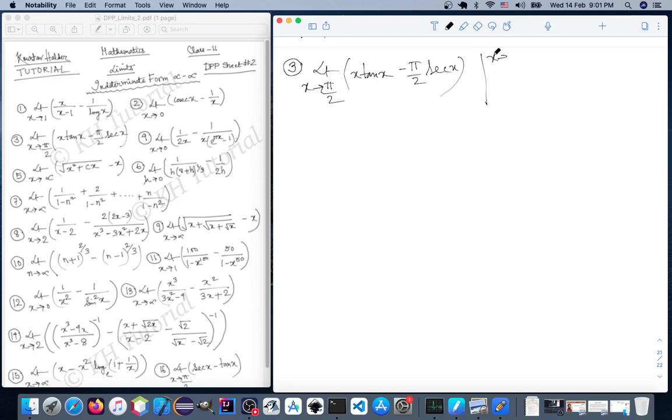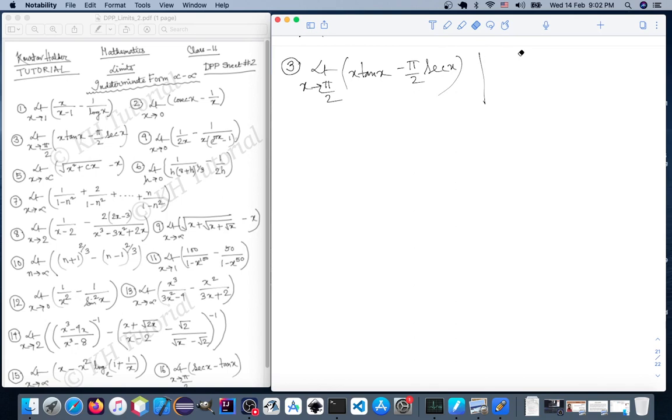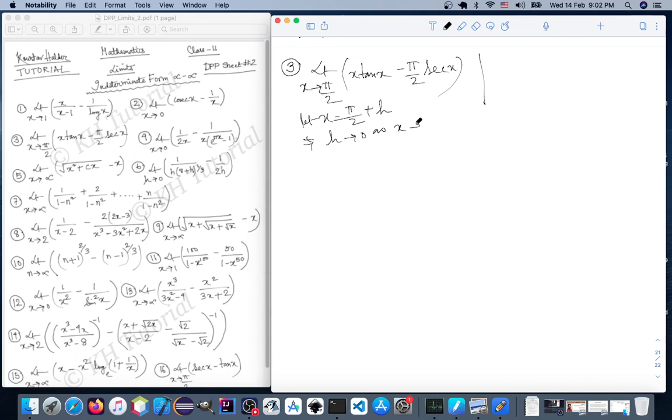It's better to translate the variable in trigonometry. It's better to have the limiting variable be 0. So let's see if we can do that. Let x equal pi by 2 plus h. This implies h tends to 0 as x tends to pi by 2.